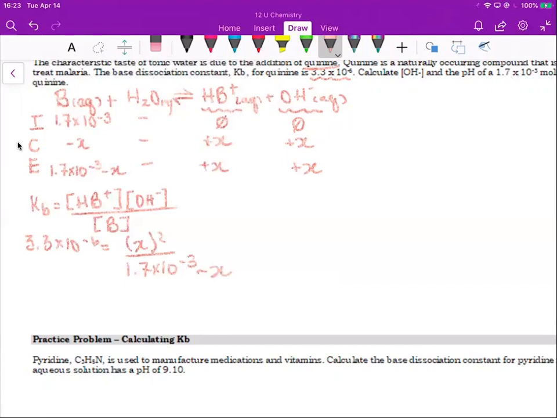If you do the 500 rule, which is 1.7 times 10 to the minus 3 divided by 3.3 times 10 to the minus 6, we just eke by and we get 515, which voila, is bigger than 500. So let's scratch this x out. And then we finally don't have to do quadratic for one of them.